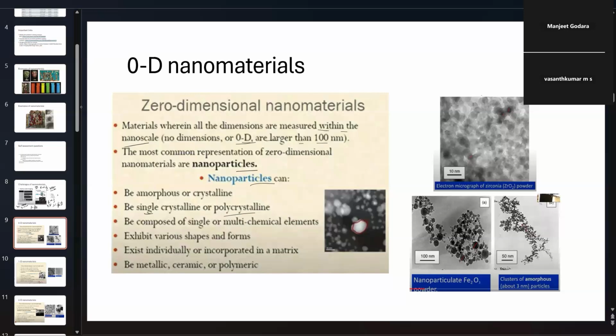They can exist independently or in other forms. They can be anything, like ceramic. In the picture on the right-hand side, you have some ceramic, zirconium oxide, zirconia, all nanoparticles. Here you have iron nanoparticles, maybe 20, 30 nanometers, and amorphous particles.